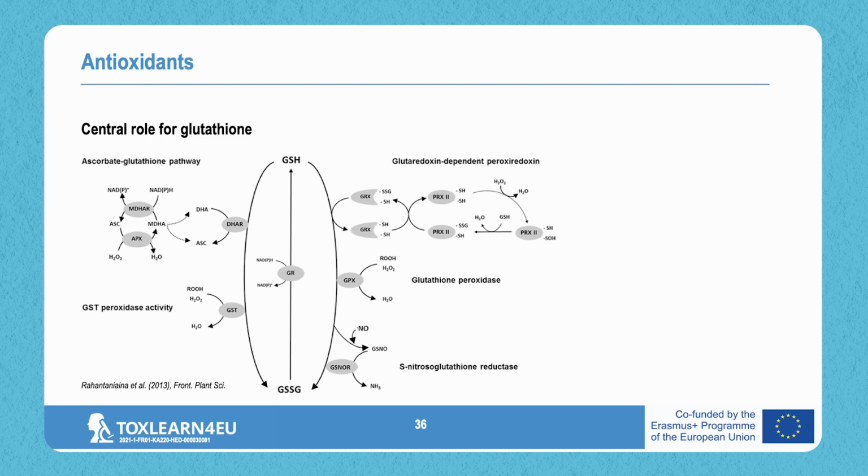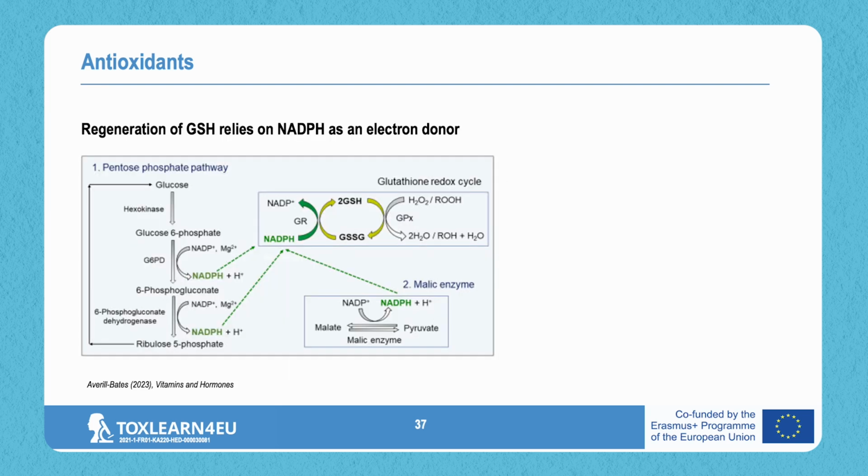But in both cases, the ascorbate glutathione pathway and the peroxiredoxin signaling cycling, there is a central role for glutathione, as you can see here. But the regeneration of glutathione also relies always on the NADPH as an electron donor. That is really important to help this process.